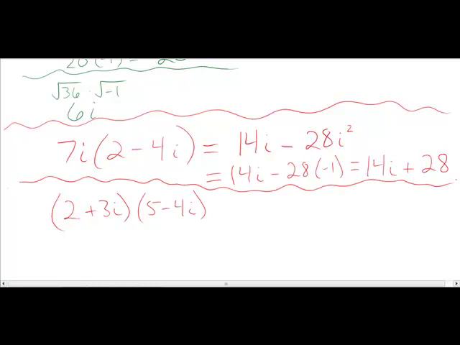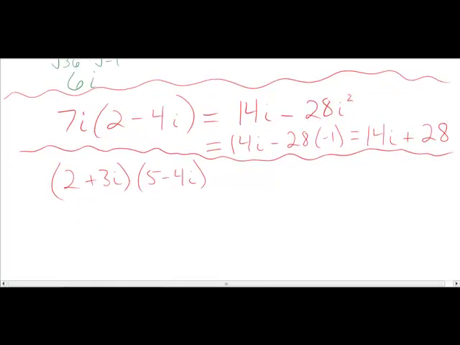Remember, you can always view an example when you're working these. I'll just do this real quick since I've written it out. We're going to FOIL, right? So 2 times 5 is 10. 2 times -4i is -8i. Inside, 3i times 5 is 15i. And last, I have minus 3 times 4 is 12i times i, which is i squared.